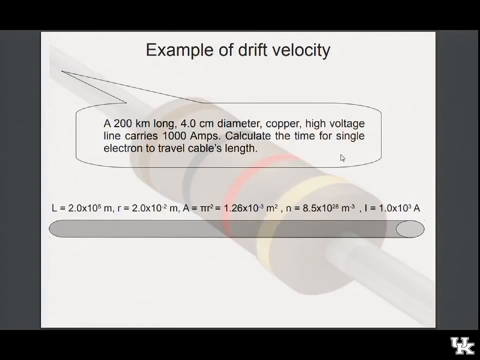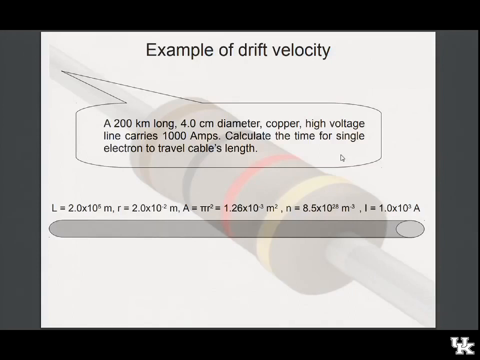So we're told we've got a 200-kilometer long, 4-centimeter diameter copper high-voltage wire, and it's carrying 1,000 amps. So this is typical of wires that are used in the electricity grid, that transport electricity across the country from power stations to homes. They're long wires. They're large diameter wires. They're copper wires because that's a good conductor. And they carry large currents. So here's a kiloamp or 1,000 amps.